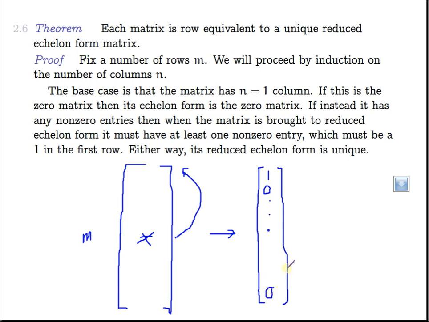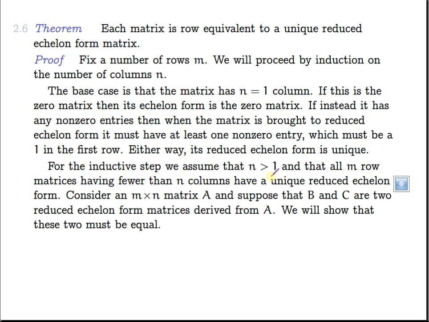So what does that show me? That shows me if my matrix has one column, there's only one reduced echelon form matrix equivalent to it. Either the reduced echelon matrix is 0, in which case the original matrix was 0, or if the original matrix is not 0, it reduces to this form. So we have established the base case when the matrix has only one column. Now let's assume the case where n is bigger than 1, and that all m row matrices having fewer than n columns have a unique reduced echelon form.